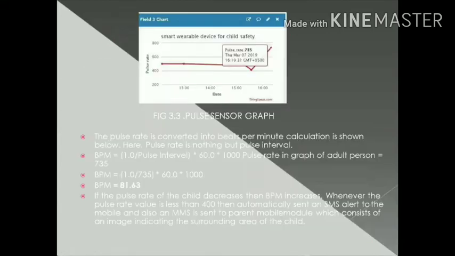So coming to the pulse sensor graph. These are the pulse rates which are recorded with time and also with the location.